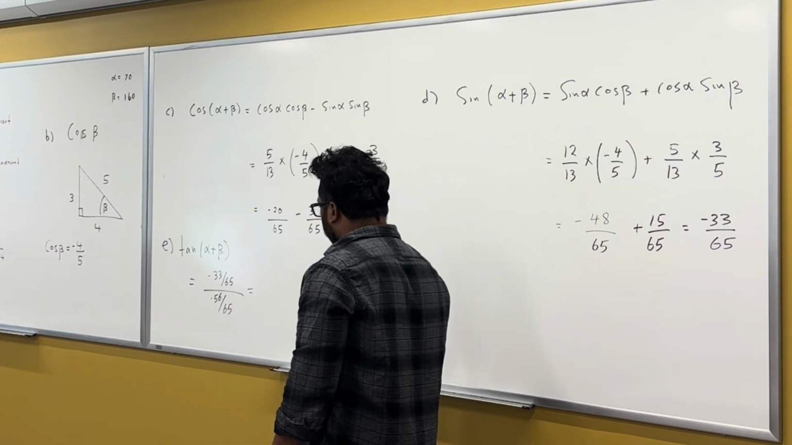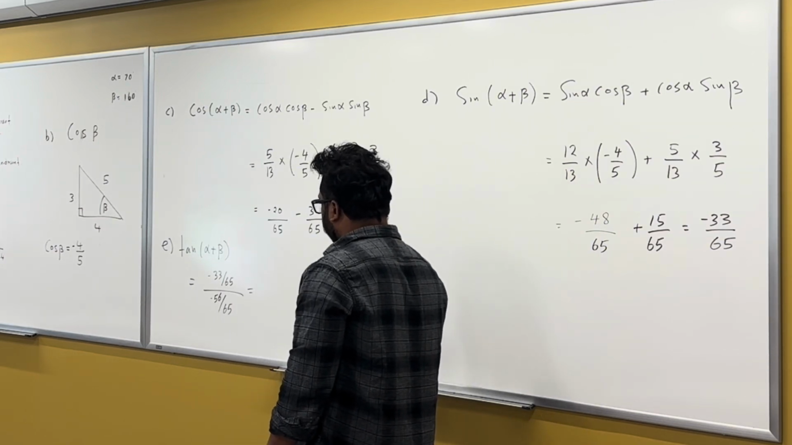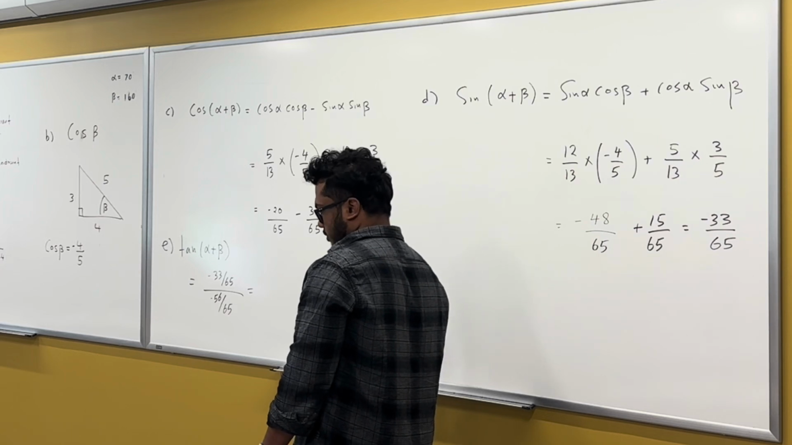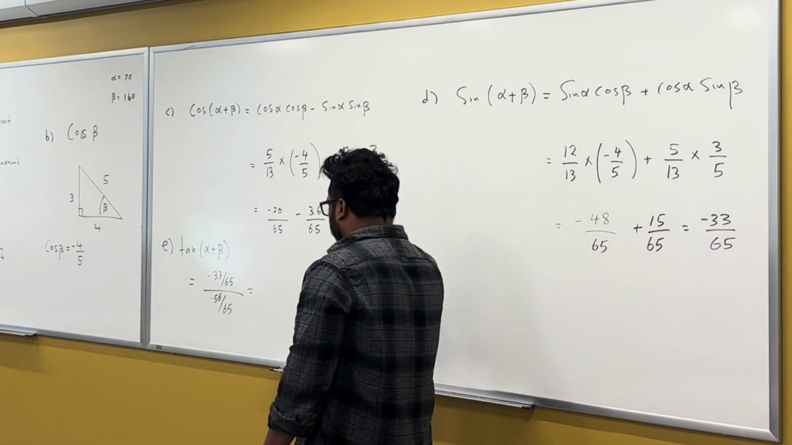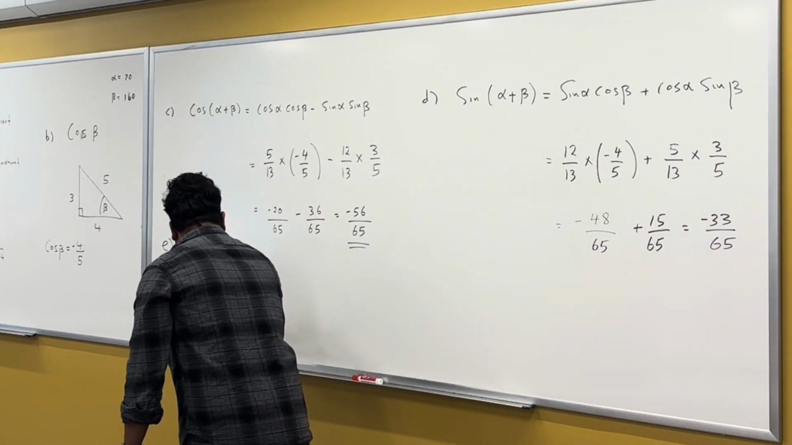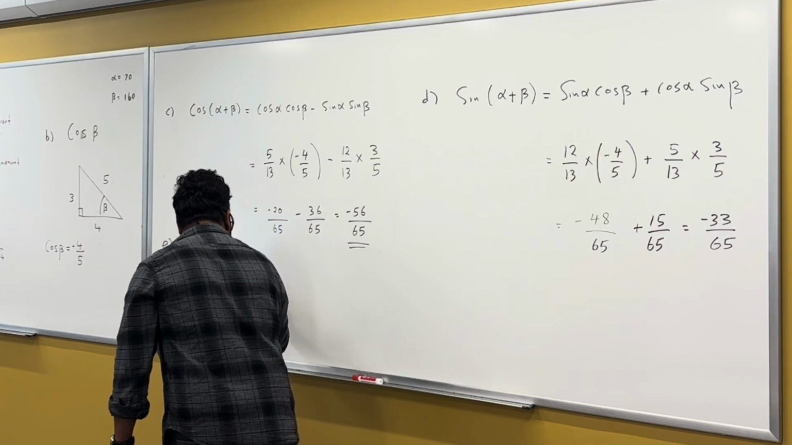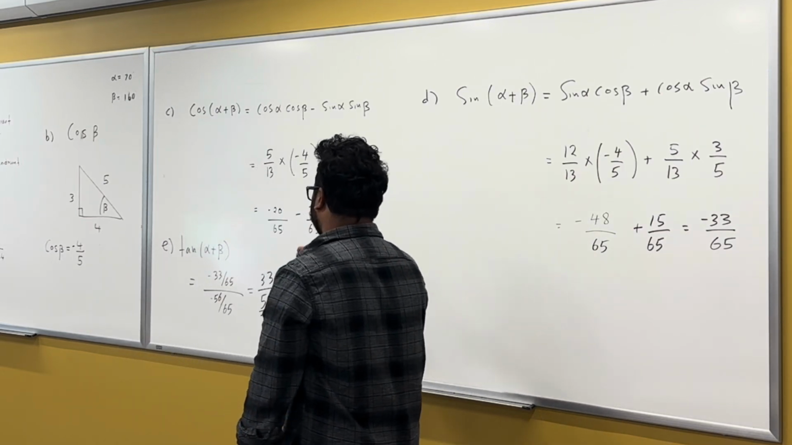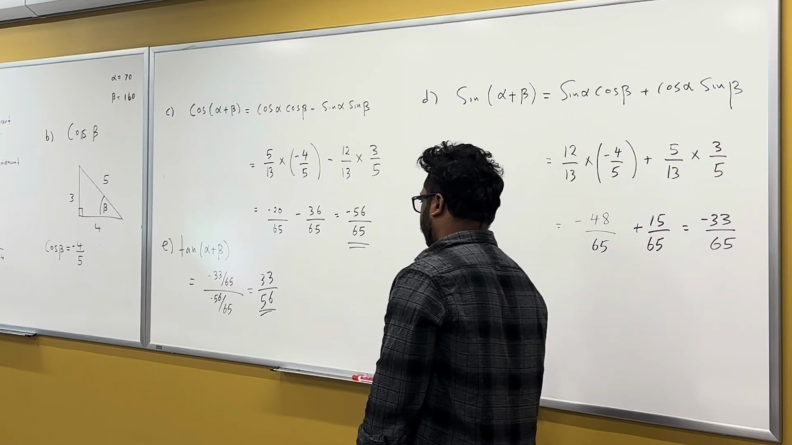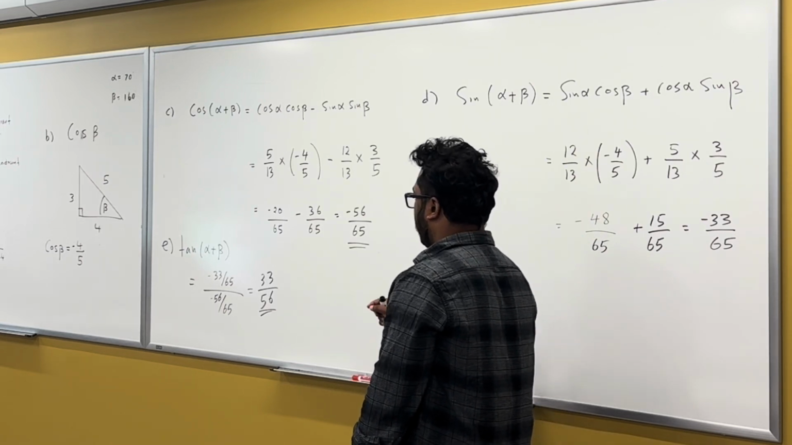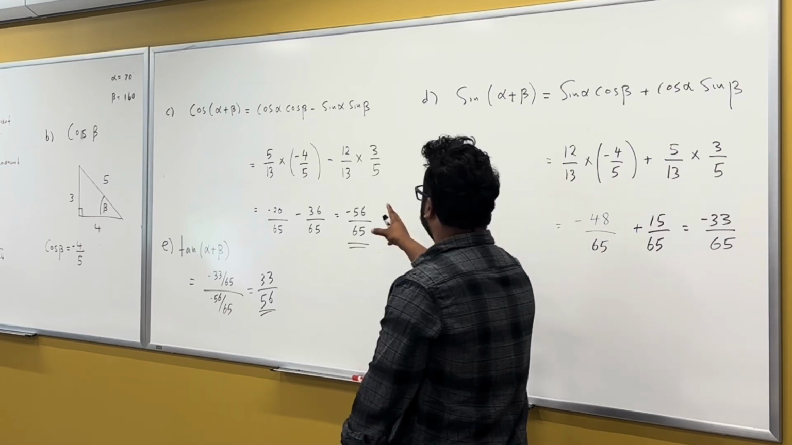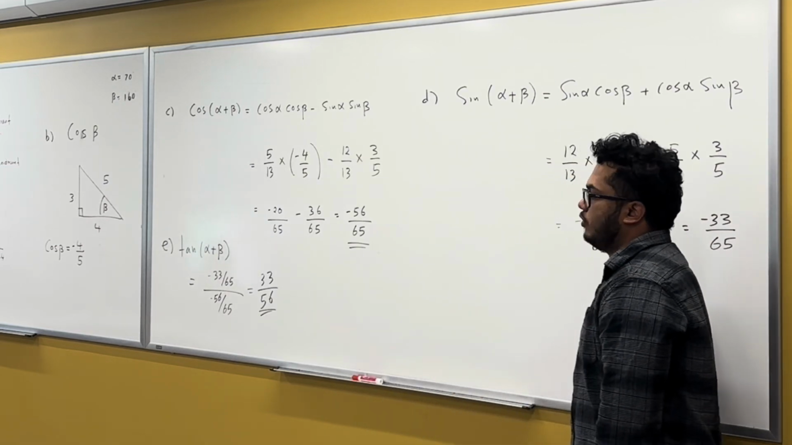You guys good? What I did here? I use sine and divide by cosine. It's the easiest way. 65 cancels out, it's 33 over 56. That's a positive number, I know, because it's in the third quadrant. Alpha plus beta is in the third quadrant, and tan is positive in the third quadrant, because when sine and cosine are both negative, tan is positive. Okay?